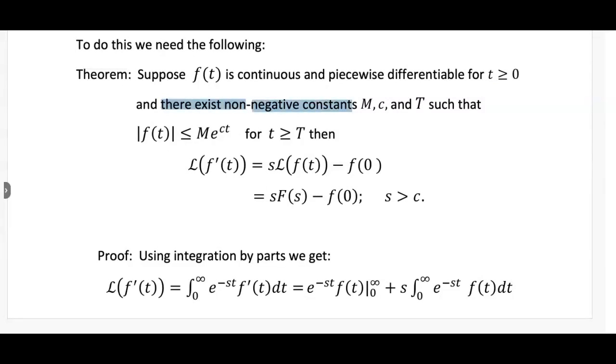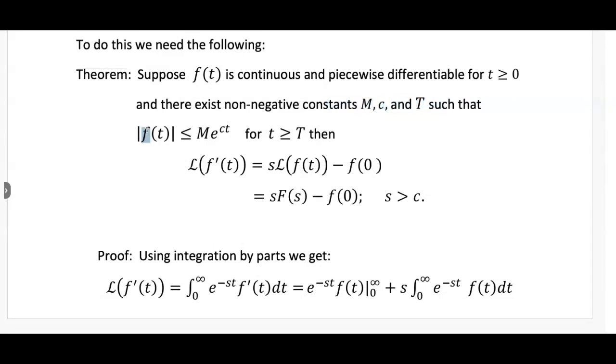And there exist non-negative constants, capital M, lowercase c, and capital T, such that the absolute value of the function value is bounded, less than or equal to capital M times e raised to ct, for all lowercase t greater than or equal to capital T. Okay, this is very mathematical. If anyone has any question, just let me know. Feel free to stop me.